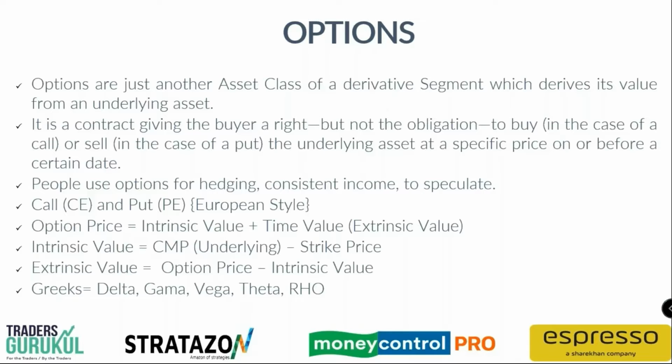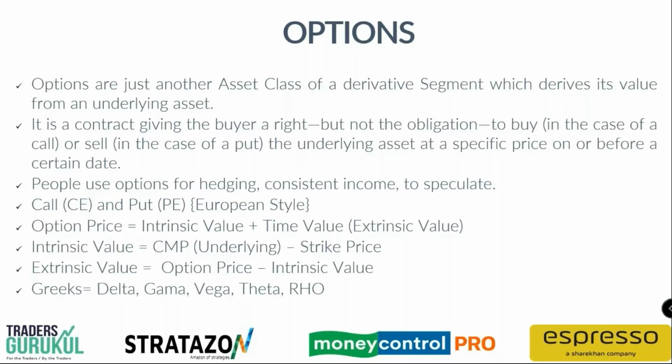Suppose the current market price of a stock is 1025 and you buy a call option of strike 1000 rupees at 80 rupees. The intrinsic value in this case will be 1025, which is the current market price, minus the strike price, which is 1000. So out of 80, 25 is your intrinsic value, and the remaining 55 rupees is your extrinsic value, or we can say the time value.